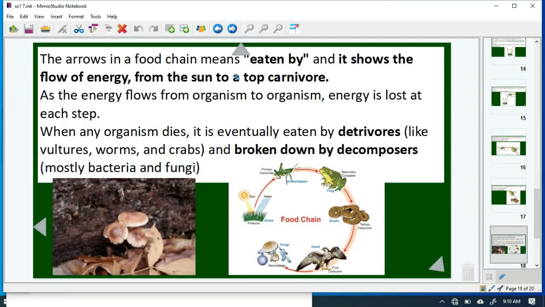The arrow in a food chain means eaten by, and it shows the flow of energy from the sun to a top carnivore. As the energy flows from organism to organism, energy is lost at each step. Because, according to the law of thermodynamics, the transfer of energy along a food chain is not 100% efficient, because some of the energy will be given off as heat energy. When any organism dies, it is eventually eaten by a detritivore like vulture, worm, and crabs, and will be broken down by decomposers, mostly bacteria and fungi.